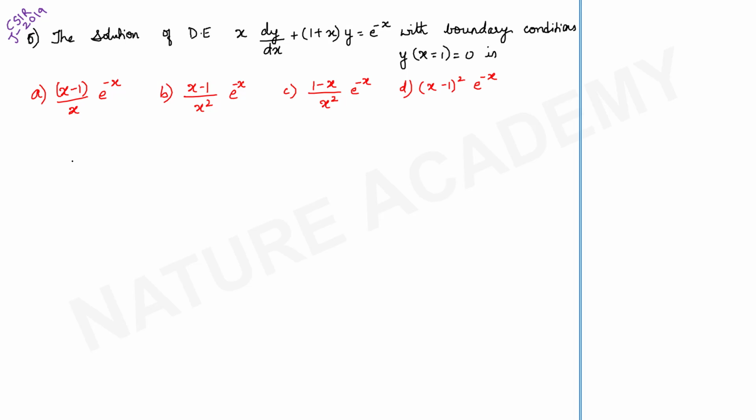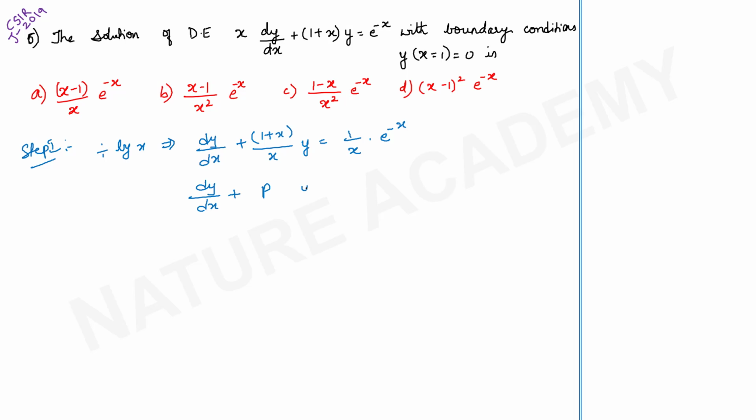Seeing the differential equation, it clicked in our mind that this is a linear differential equation. It looks like the general form, that is dy by dx plus py is equal to q. We have to just rearrange it. So let us rearrange it in step 1. I will divide it by x. If I divide it by x, I get the equation as dy by dx plus (1 plus x)/x into y, that is equal to 1 by x into e raised to minus x on the right hand side.